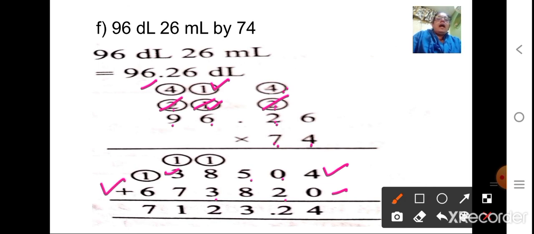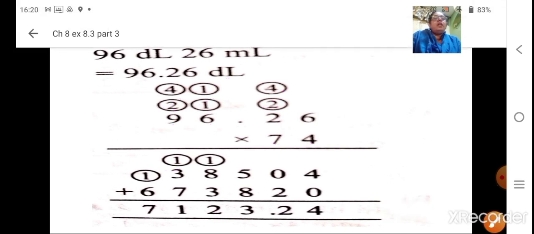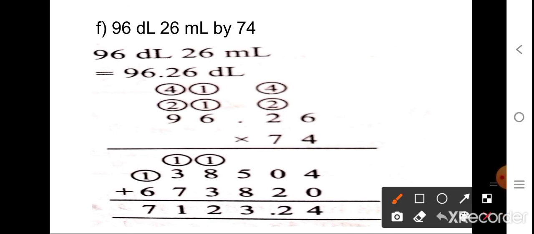Add it, and then in the end place the decimal point, that is after 2 places you will place the decimal point, and write the answer as 7123.24 deciliter. In the final answer you will write the unit.